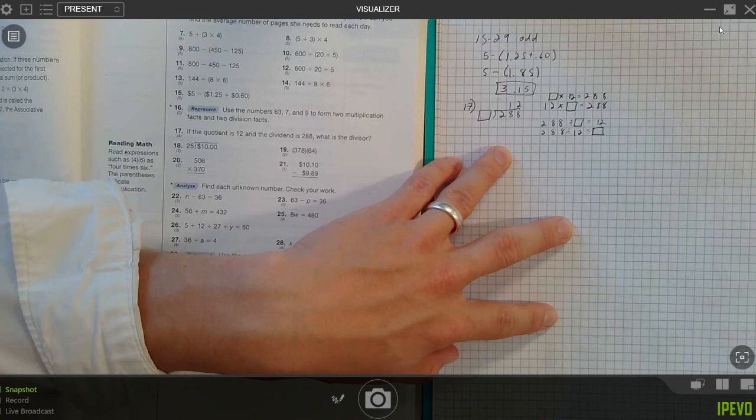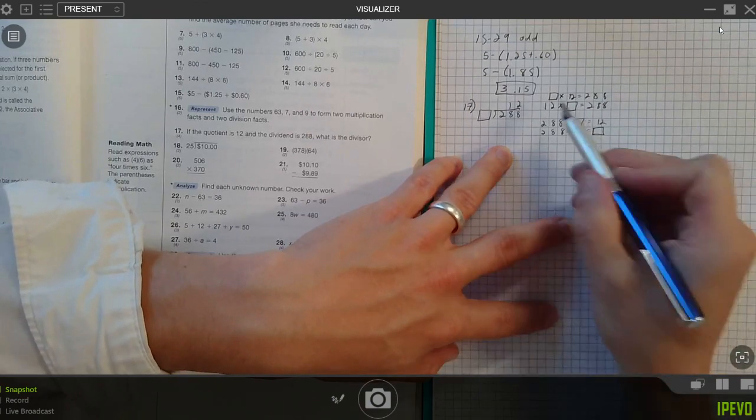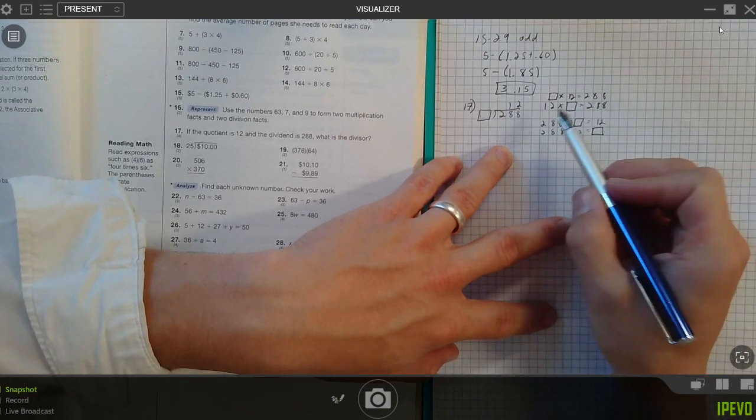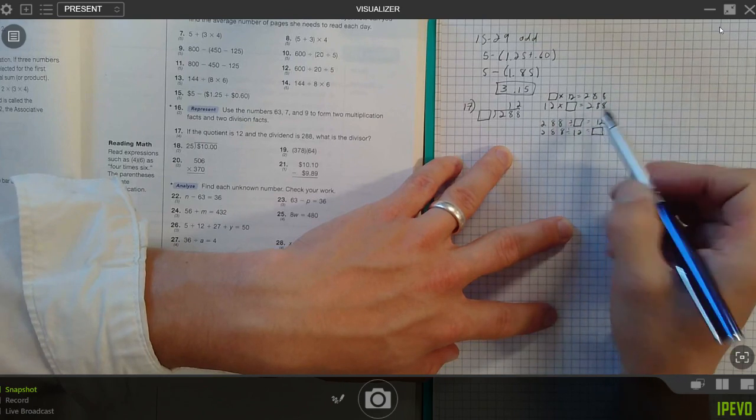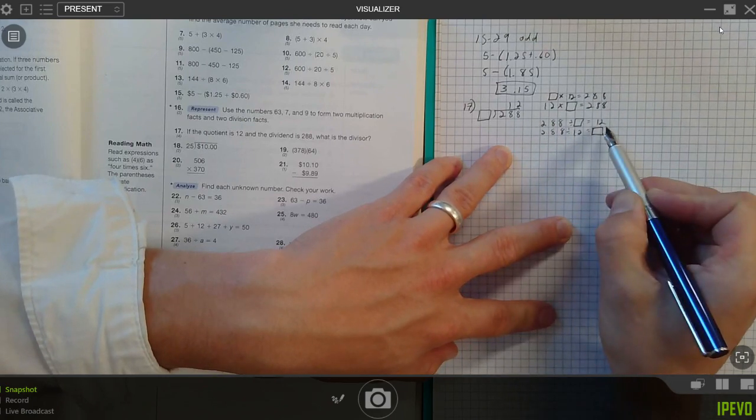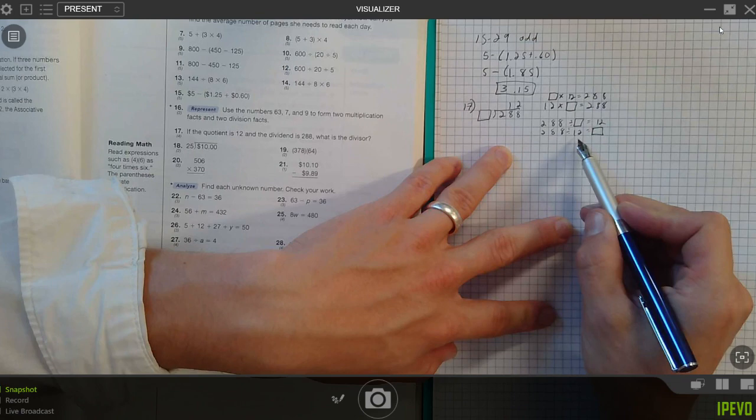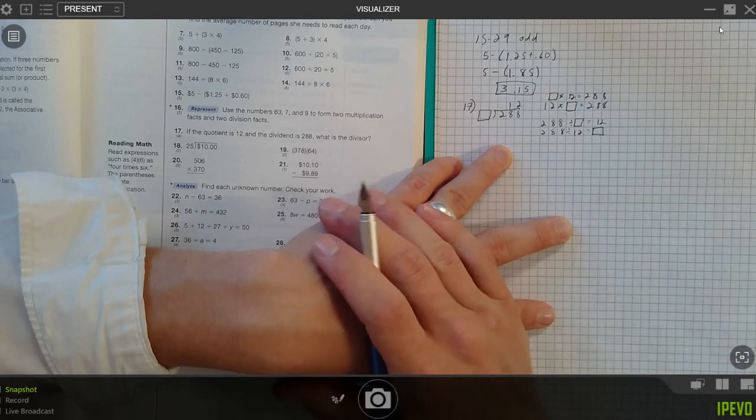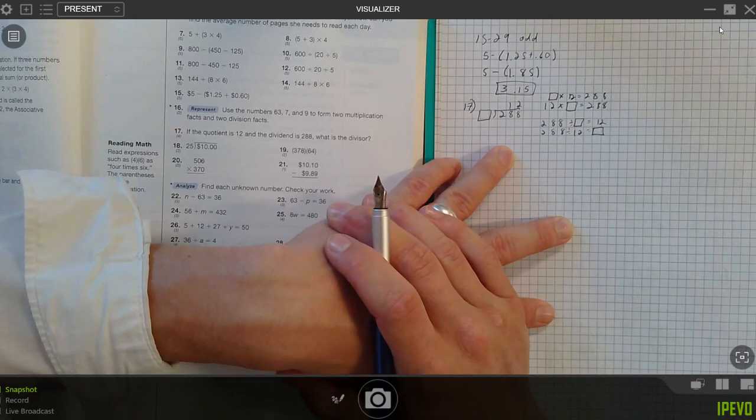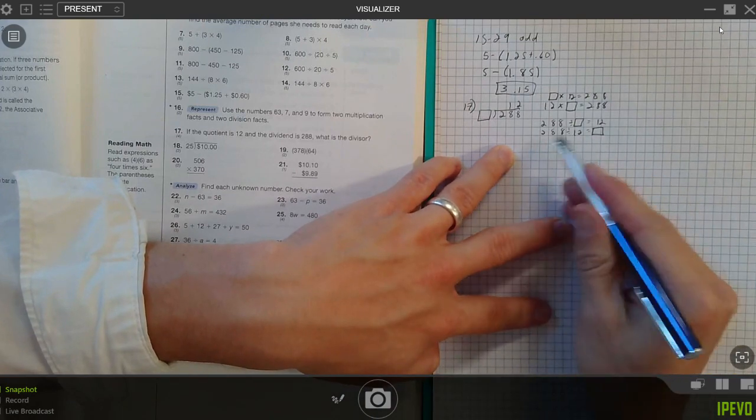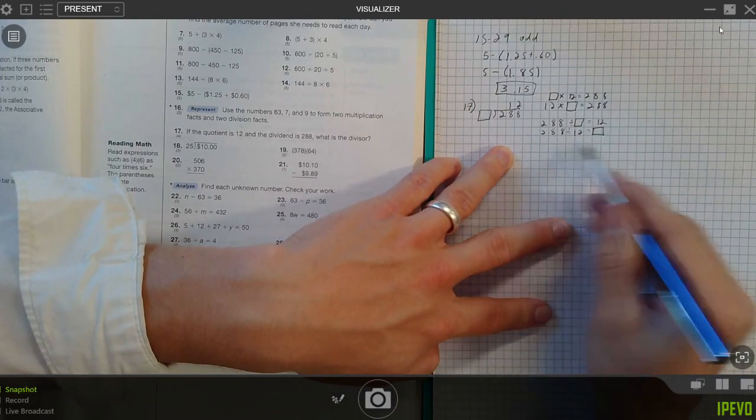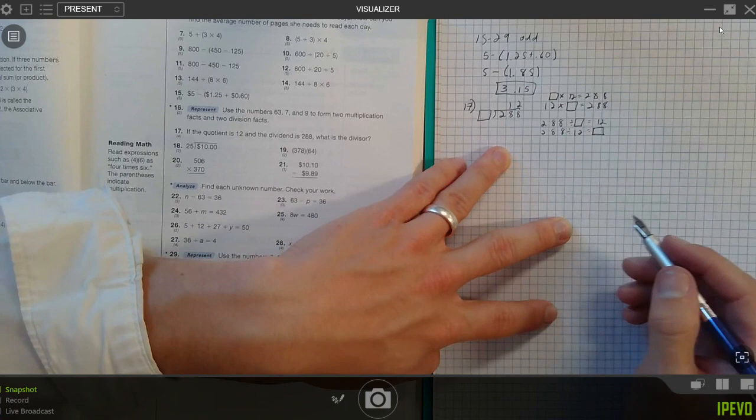So these are all of my facts here. Blank times 12 equals 288. 12 times blank equals 288. 288 divided by blank equals 12. And 288 divided by 12 equals blank. Now, of these, which ones do I try to actually solve? Well, I'm going to try and solve the one that is a full equation that gives me an answer, right?